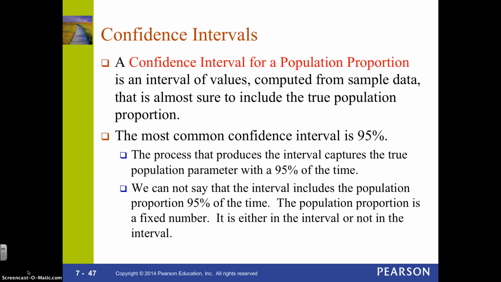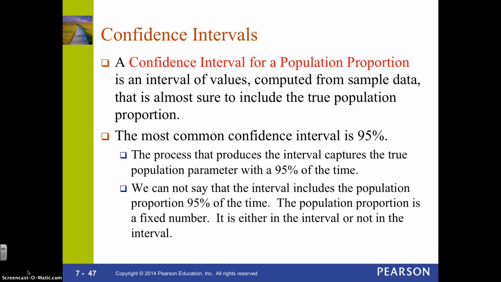Okay. So a confidence interval for a population proportion is an interval of values computed from sample data that is almost sure to include the true population proportion. So it said it's almost sure. That's the key: we can't be 100% sure. We can just be almost sure. Kind of like that M&M example that I did at the end of the last section. We came up with our interval, and it didn't include what we found posted online, but we're not sure which is right, what's posted online or what we used for our interval.